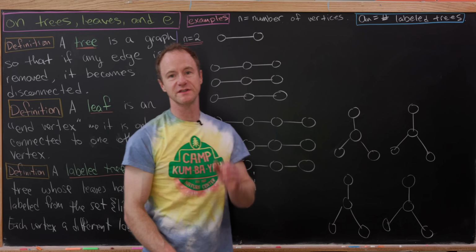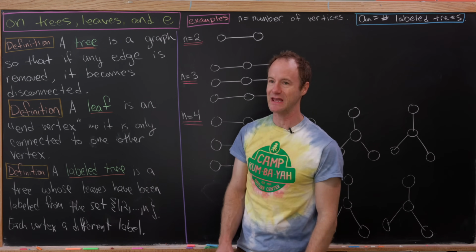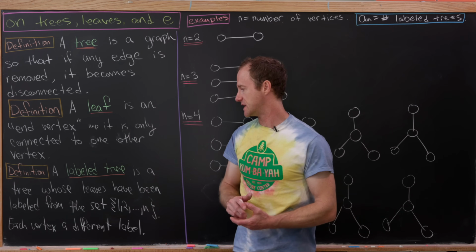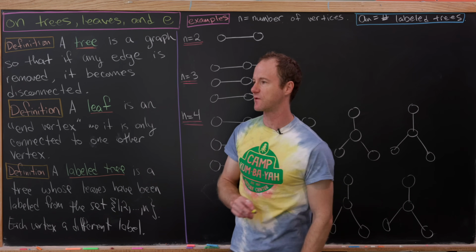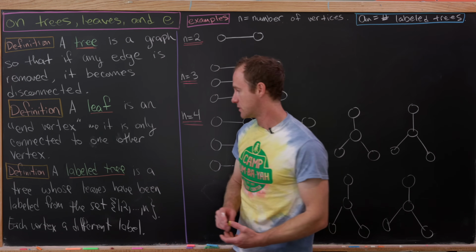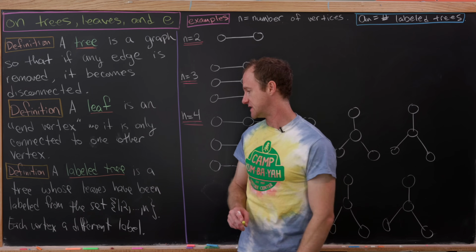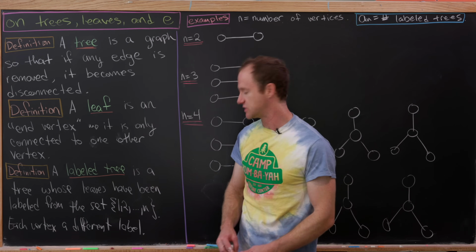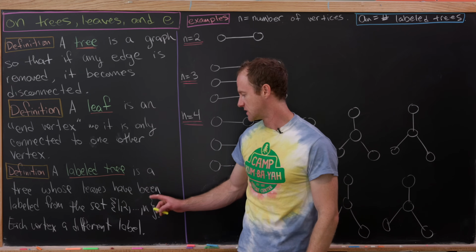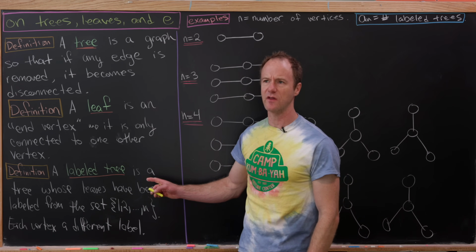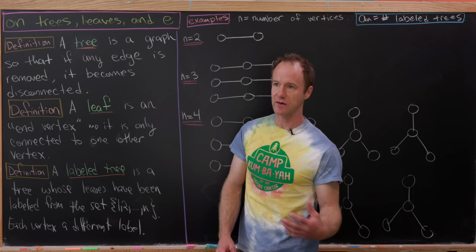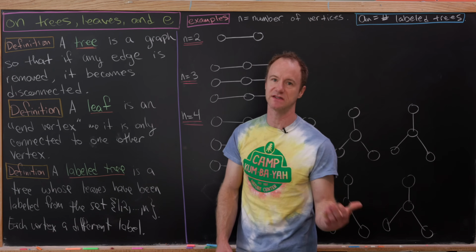Okay. So anyway, now that we've learned about trees, I'd like to talk about something called a labeled tree. You can label a tree a number of different ways, but we'll take the labels to be from a certain set. So here's the definition we'll use. A labeled tree is a tree whose vertices have been labeled from the set 1, 2, 3 up to n, where each vertex has a different label. And I should say that we have a tree with n vertices, so you're labeling an n vertex tree from this set from 1 to n.